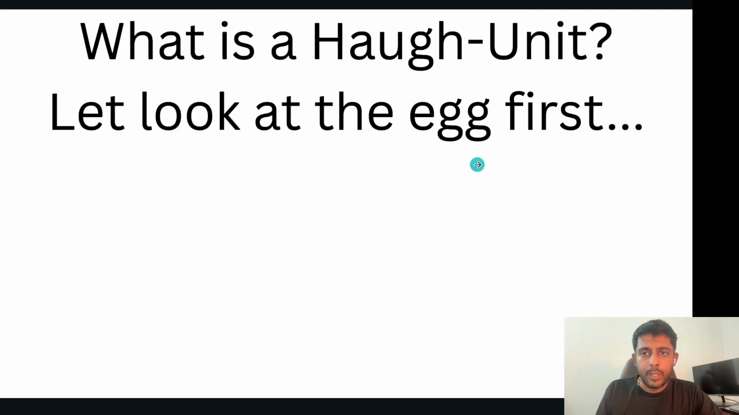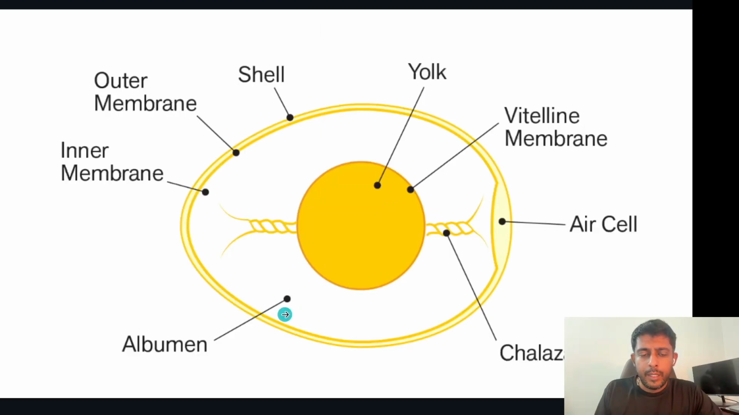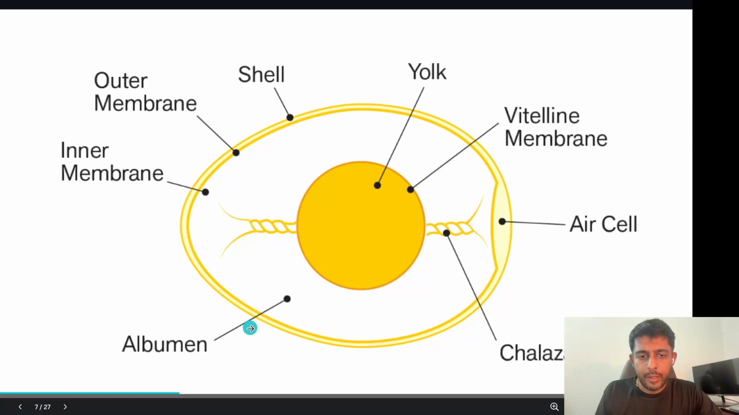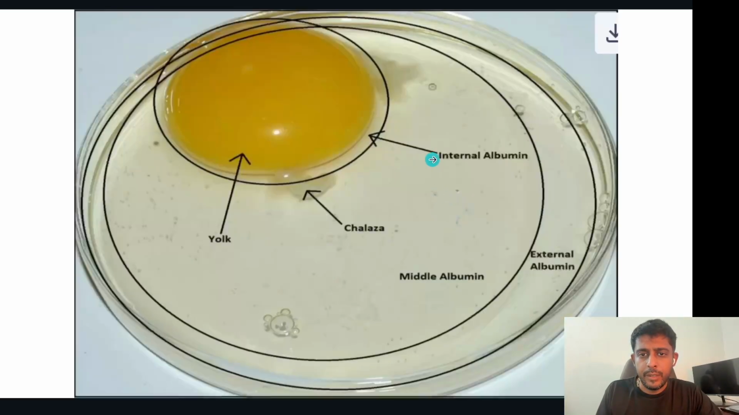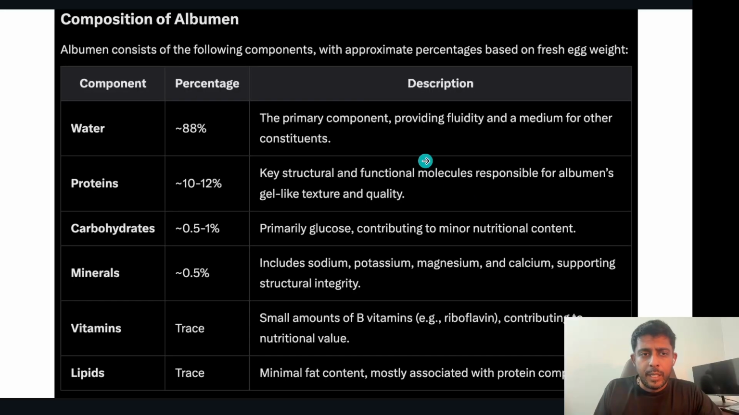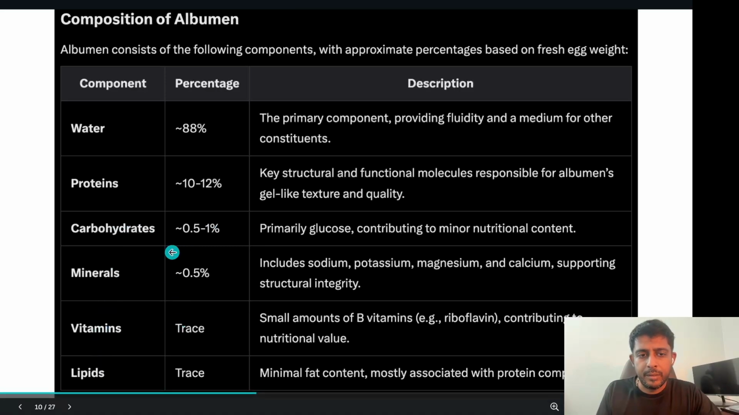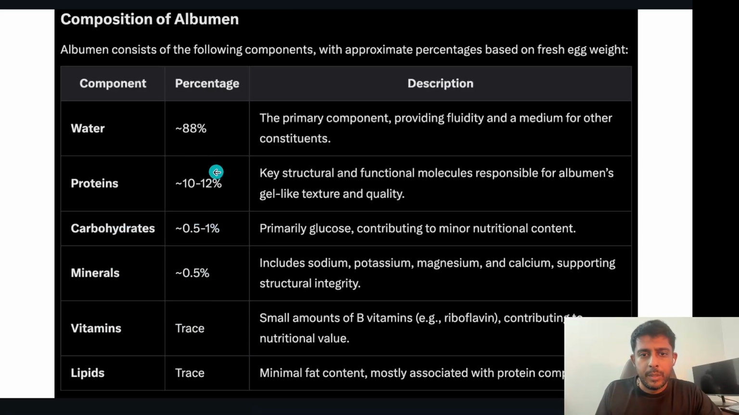Moving ahead, let's look at what the Haugh unit is, and let's look at the egg first. Pay attention to the albumin part, because the Haugh unit has everything to do with the albumin. This is the albumin once it's broken, and the albumin is split into three. You have the internal albumin, the middle albumin, and the external albumin. So the albumin is made out of 88% water, and mainly proteins, which is 10 to 12%. And carbs, minerals, vitamins, lipids are pretty much trace amounts compared to water and protein.